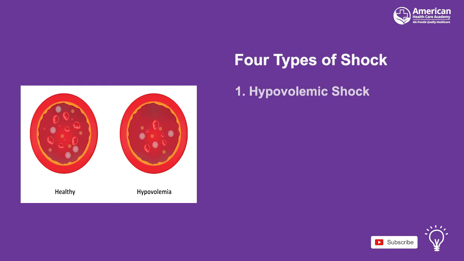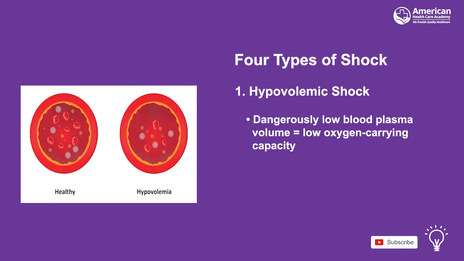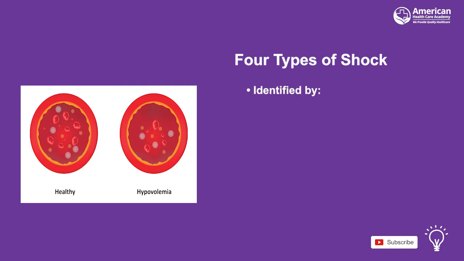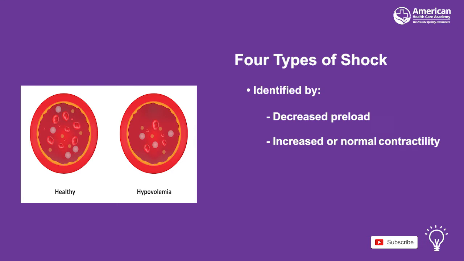The first type is hypovolemic shock, which is a dangerously low blood plasma volume, meaning a low oxygen carrying capacity. Hypovolemia is the most common cause of shock in children, and it's mainly due to fluid loss. Hypovolemia can be identified by decreased preload, increased or normal contractility, and an increased afterload.